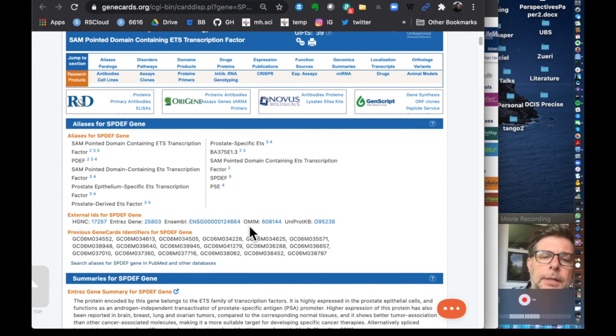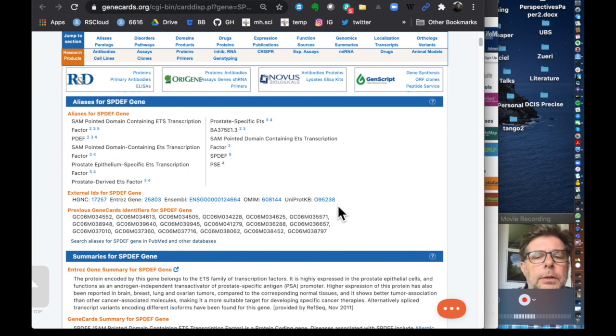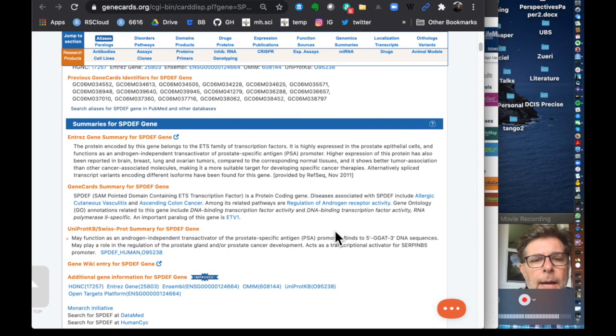OMIM we'll talk about later, maybe not today. And UniProt is another. So these are all different identifiers to different databases. And you can see that this particular gene has been through the ringer, so it's been updated a number of times. That happens, right? As information comes in, we change and change, and so you get multiple accession codes. That's essentially what these identifiers are.